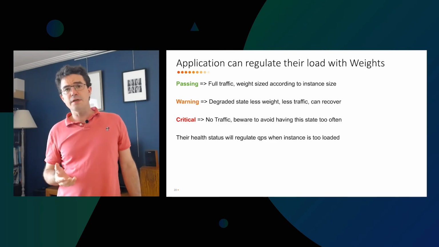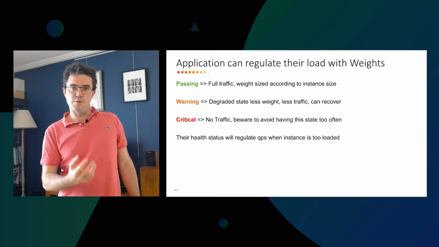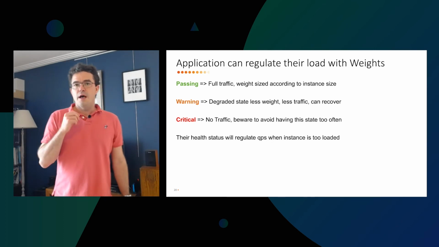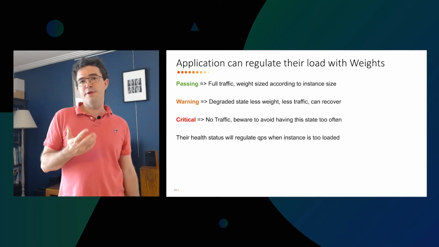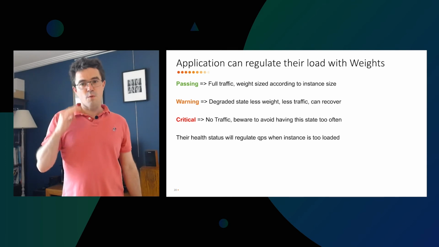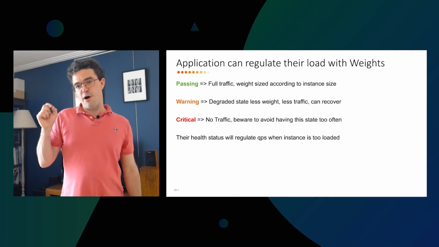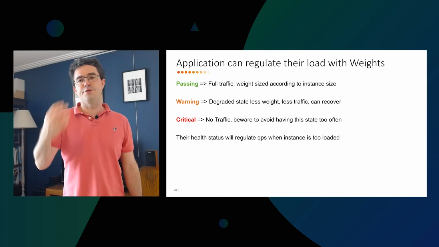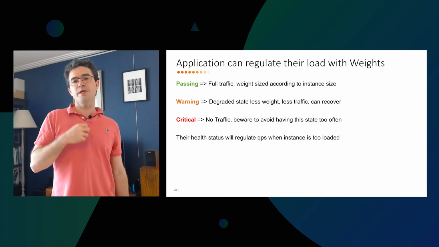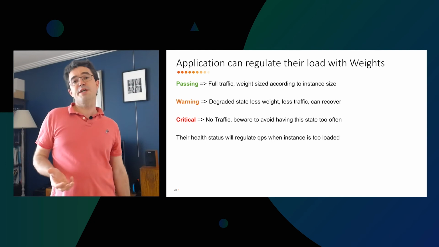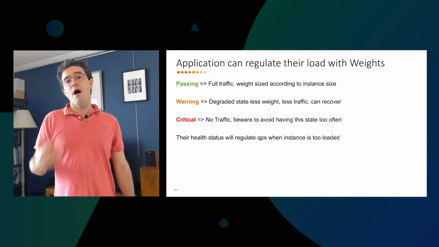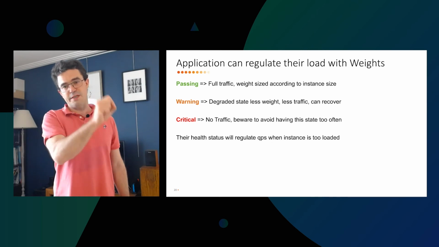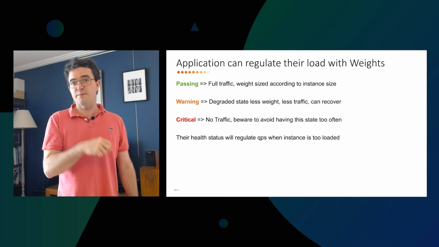Finally, it would be very helpful if an application could, whenever it's too loaded, say, please stop sending me too much traffic. And Consul allows this from the ground up. In a health check, Consul supports three states: passing, warning, and critical. We added support for changing the weight of requests depending on whether the state of your application is warning or passing. That's very important because it allows us, when an application is overloaded, to have the application just tell Consul, I'm too loaded, I'm in warning state. And then all the applications targeting this specific instance will send it less traffic because it's in warning state.